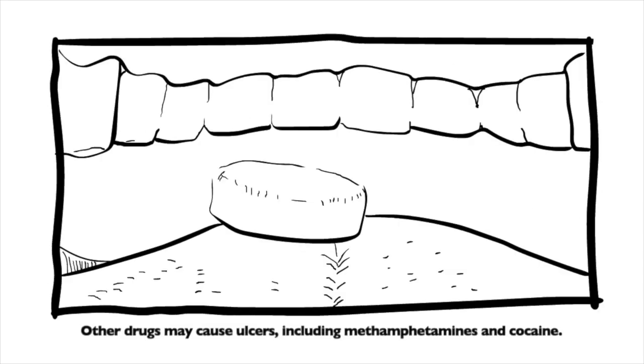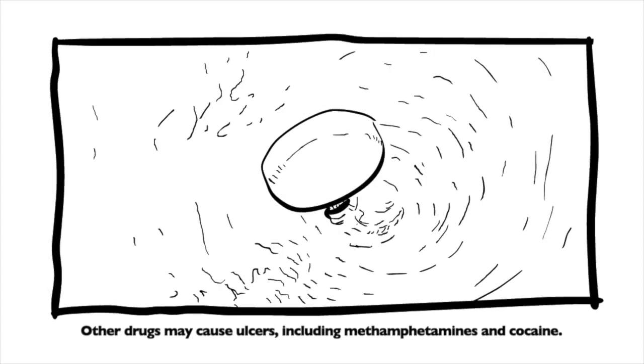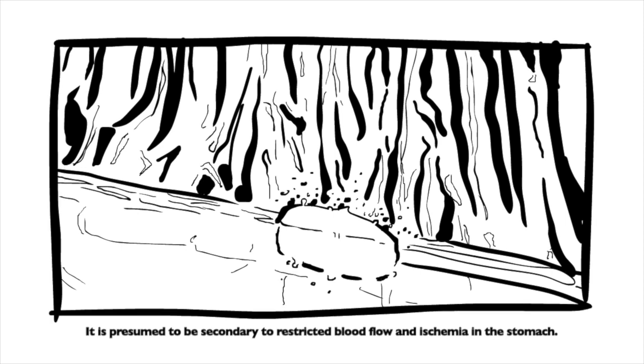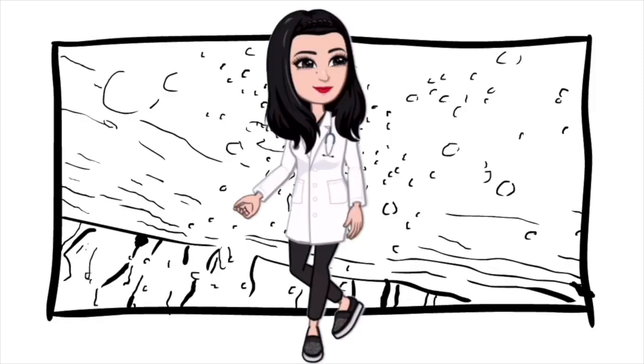Other drugs may cause ulcers, including methamphetamines and cocaine. It is presumed to be secondary to restricted blood flow and ischemia in the stomach. So what could be the possible disease or illness of the patient?